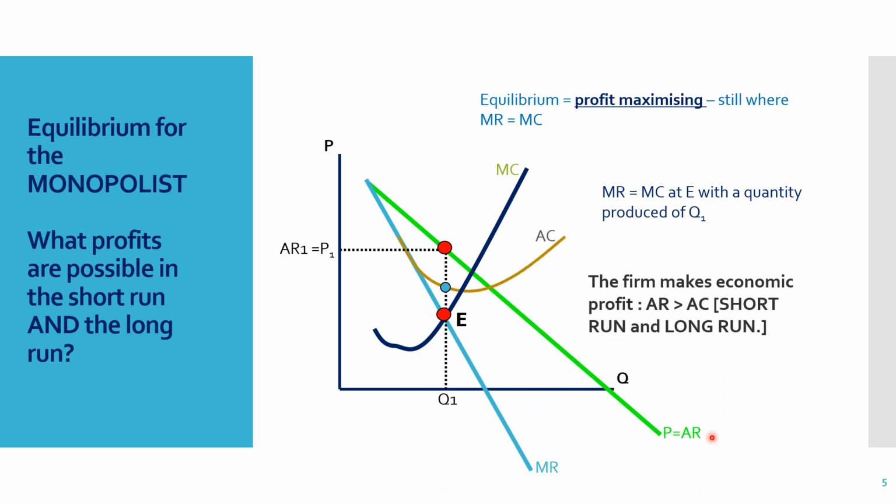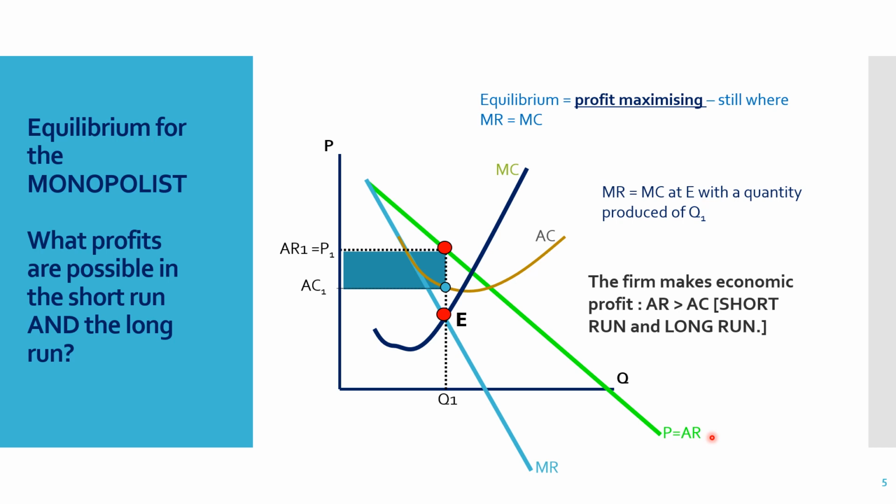There we go. My average revenue, my price, is greater than my average cost. And now we can see that we are making economic profit. Now, here's the interesting thing for the monopoly. This is possible in the short run and in the long run.